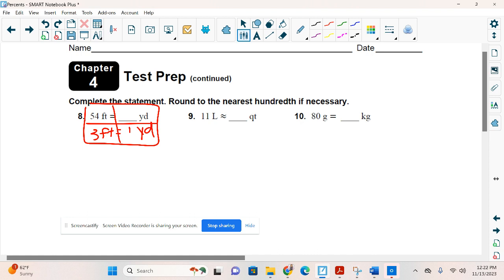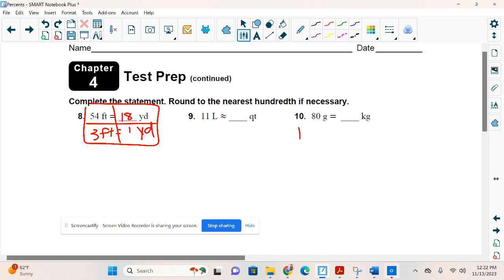So if you cross multiply and divide, what do you get? 18. So 54 feet equals how many yards? 18.